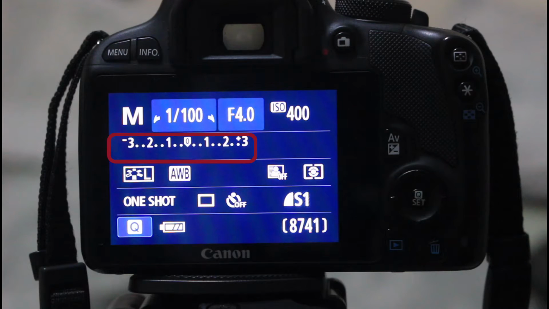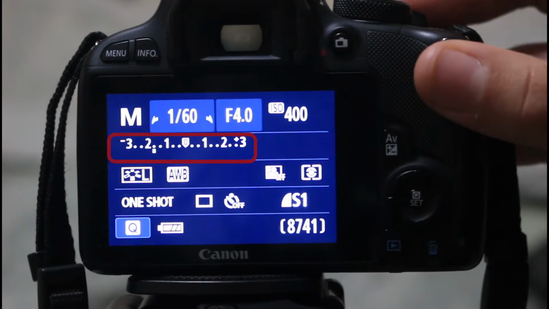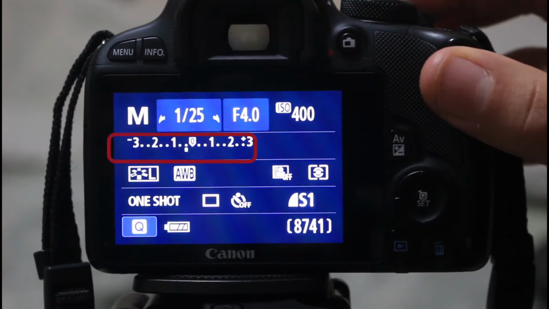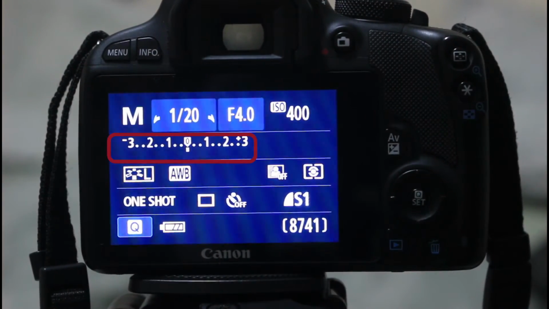So we need to move them around to make it go onto the 0. So let's say I'm going to move the shutter speed down now. And as you see, that square went into the middle now. So that means that the light is balanced out.